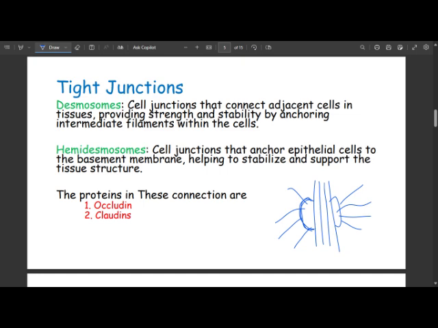These are desmosomes and hemidesmosomes. So what's the difference between the two? The desmosomes will be found on the adjacent membranes of the cells. Okay, and then the hemidesmosomes will be similar, but hemi comes from the word meaning half, so it's half a desmosome, and these anchor the epithelial cells to the basement membrane, helping to stabilize and support the tissue structure. Okay, so as we'll see in the next picture, the proteins that are involved in these connections are occludins and claudins as well.